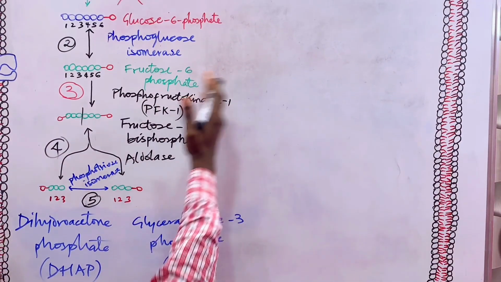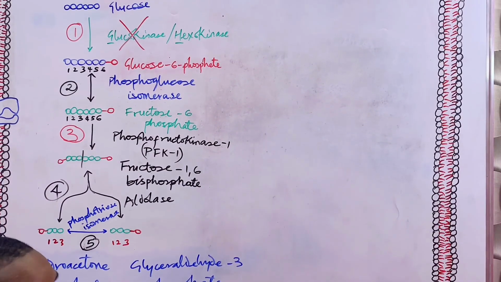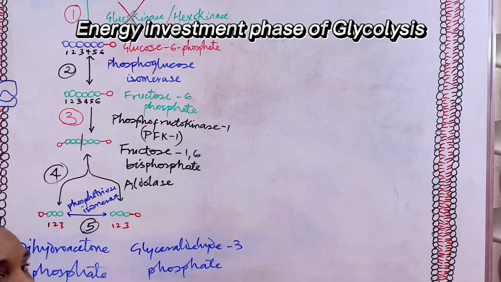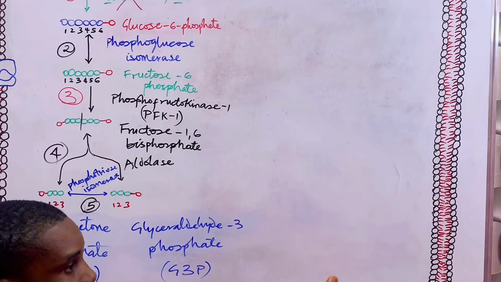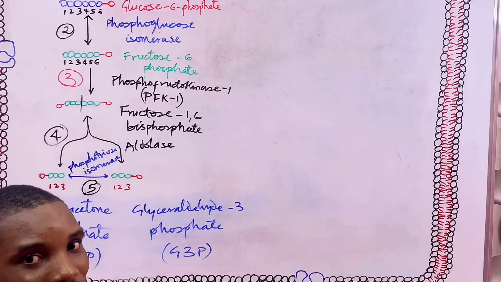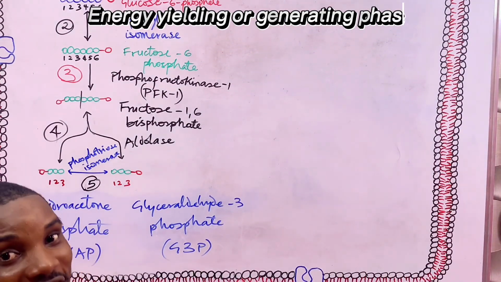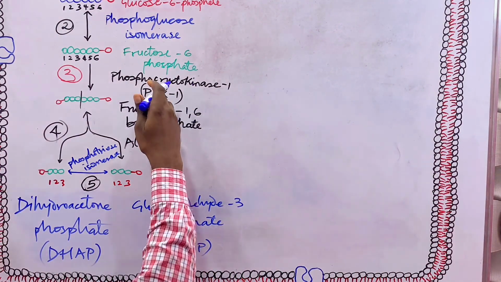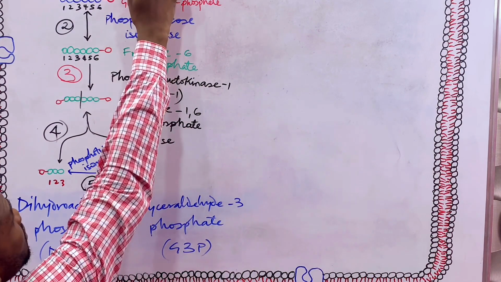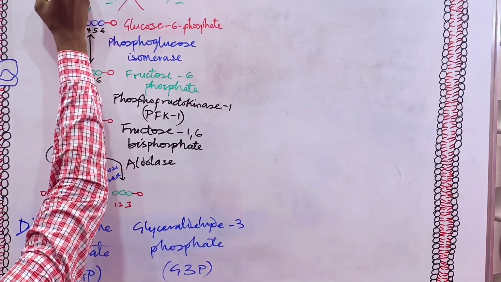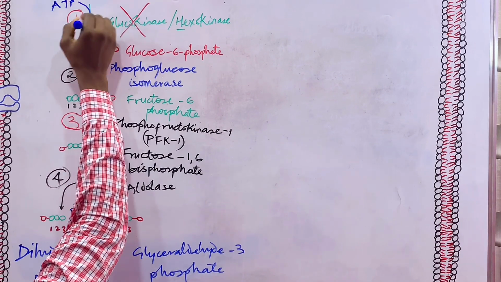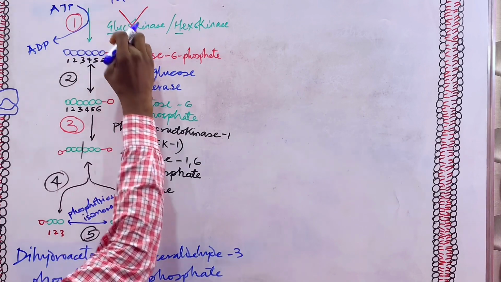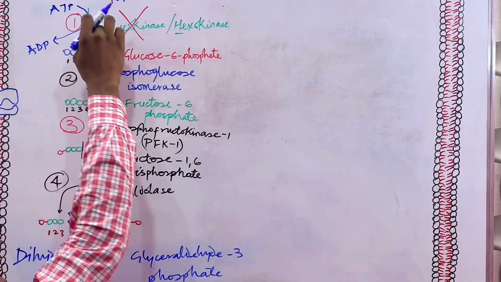So far, we've studied half of the reactions. There are 10 steps in glycolysis. We've studied the first 5 steps, and this is the energy investment phase. The other side, steps 6 to 10, is the energy yielding or energy generating phase of glycolysis. Since this is an energy investment phase, you should know that in all those places where phosphate was added, ATP was used. A molecule of ATP gave ADP, and then the phosphate was added. So we utilized energy in this reaction.